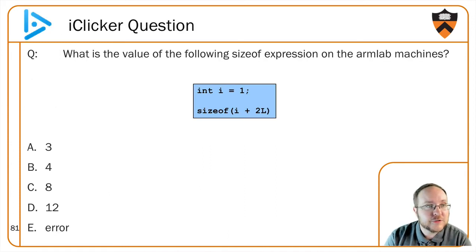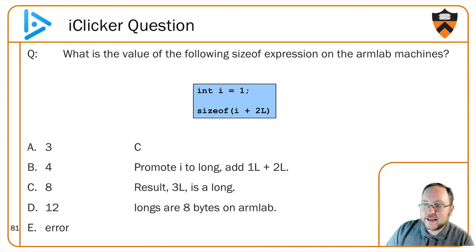So one last little tricky bit. What's the value of the sizeof expression for ARMLab? So here we promote the int I to a long because we're adding it to a long literal. And so we have a long and a long that results in a long. The size of a long, then, is 8. So even though the value is 3, the size of the long is 8.